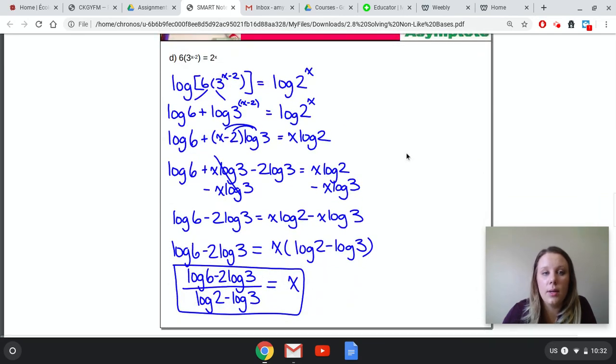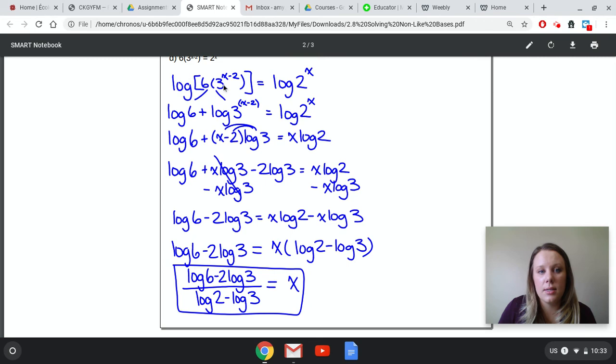All right, this one has some multiplication happening on the left-hand side. We still want to see if we can do anything with like bases. 6, 3, and 2 unfortunately can't have like bases. So we go ahead and we log both sides. Now this is going to bring into play another log law.